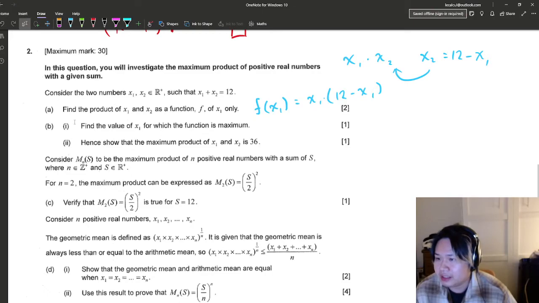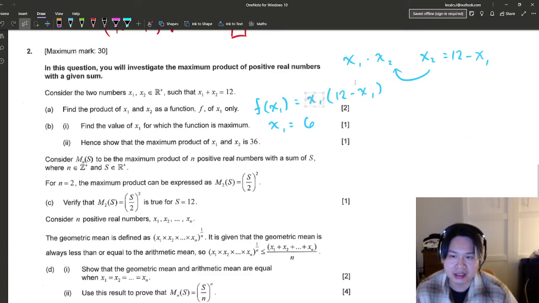Okay, find the value of x1 for which the function is a maximum. So you can graph this. It's basically a quadratic, right? And the maximum will happen at 6. How did I know that? Because the x-intercepts are at 0 and 12. So by symmetry, the vertex is in the middle of 0 and 12, which is what, 6? Right?